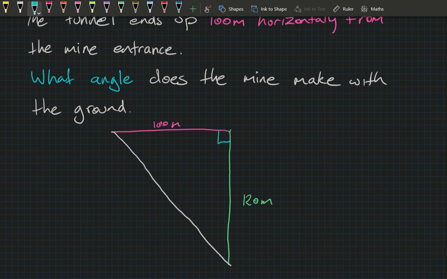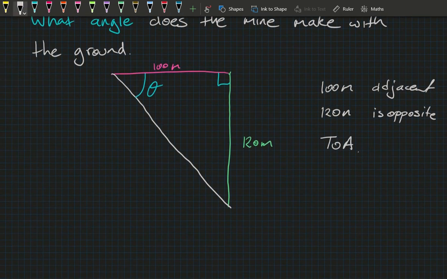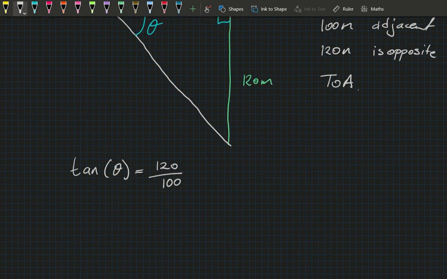triangle. Now we wanted to know what angle this mine makes with the ground, and we'll call this angle theta. So if we look at the side lengths of this right angle triangle we've created from theta, 100 meters is adjacent and 120 meters is opposite. So we've got adjacent and opposite, so we're definitely going to use TOA. So therefore, tan of theta has to equal 120 over 100. And we can say that tan of theta is equal to 1.2. So using our inverse operations, theta has to equal inverse tan of 1.2.